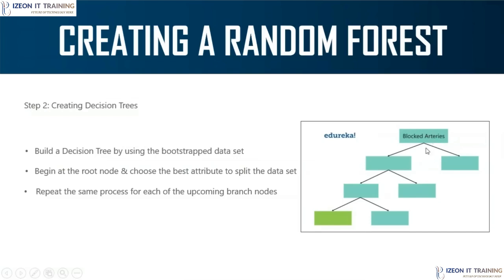Now, our next step is to repeat the same process for each of these upcoming branch nodes. Here we'll again select two variables at random as candidates for each of these branch nodes, and then choose the variable that best separates the samples.